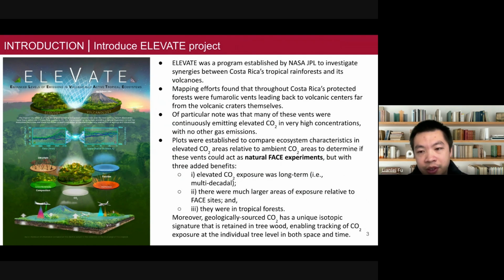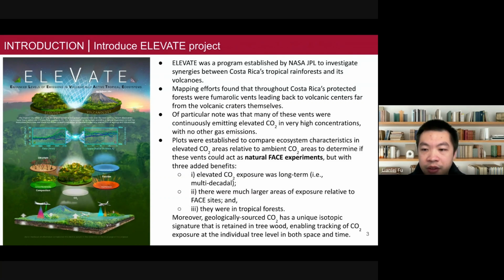The ELEVATE project was initiated by NASA JPL to investigate the interaction between Costa Rica's tropical forests and its volcanic systems. One of the key findings was that many volcanic vents scattered across the region emit elevated CO2 concentration with little or no other gas emissions. This provides us with a natural long-term CO2 fertilization experiment.